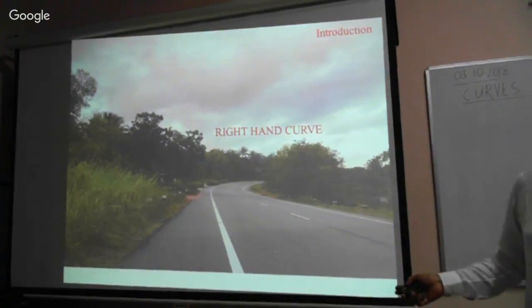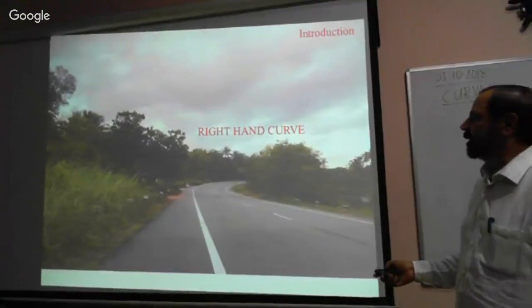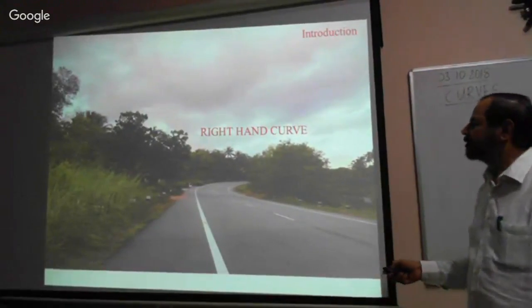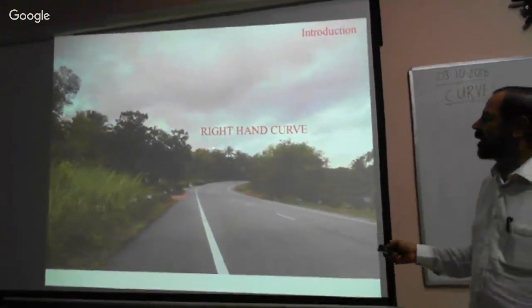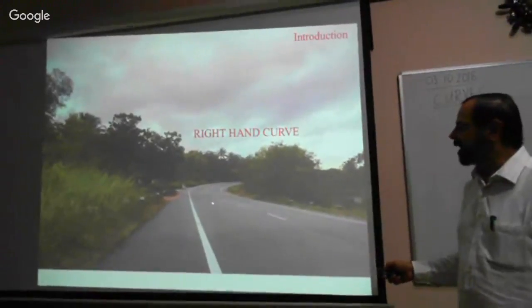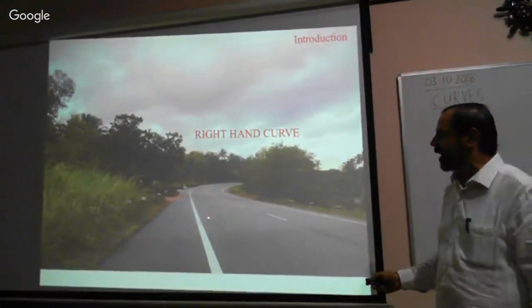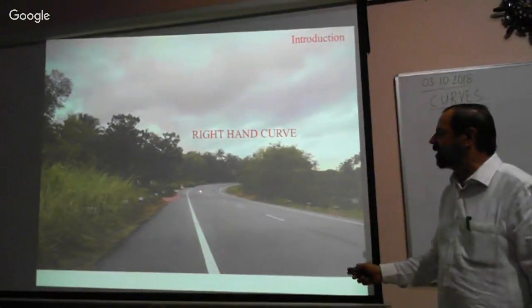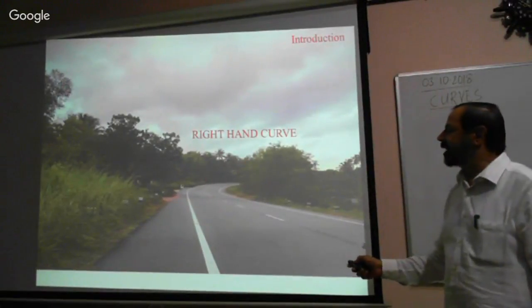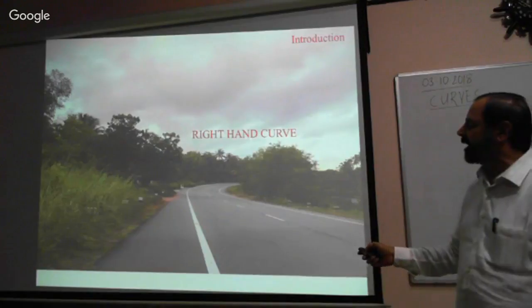Now, these are the challenges we have in providing the facilities. This is the right-hand curve. It is changing. Now we are moving, this is the progress of the survey line. We are moving in this direction. Therefore, we are changing the direction to the rightward. Therefore, it is a right-hand curve.